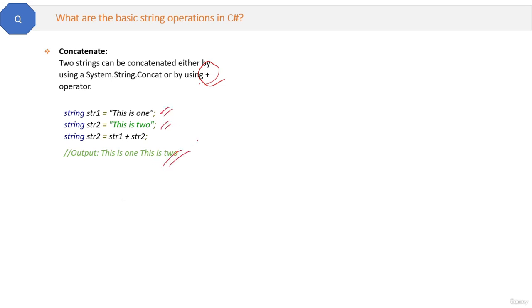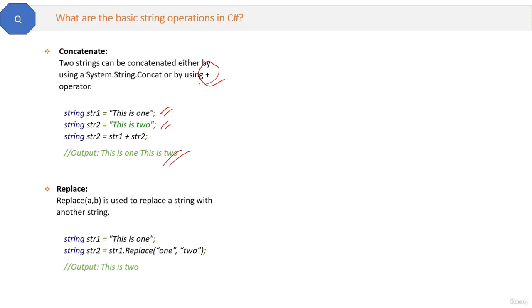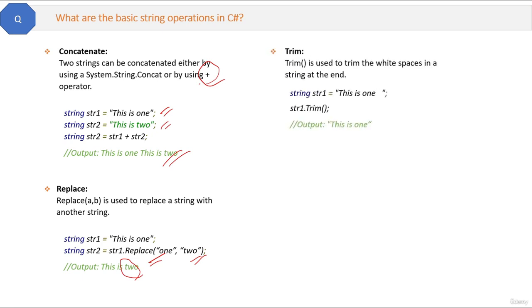Second is the replace function. It is used to replace a string with another string. See, the replace method will replace 1 with 2 in the string, and then this is the final output. Another important function is trim. Trim is used to trim the white spaces from the end of the string. Here is the example.